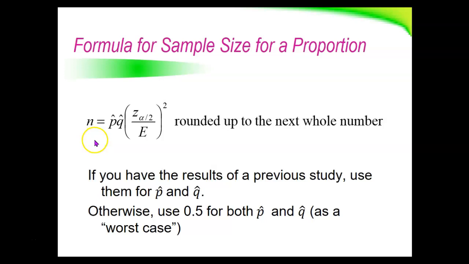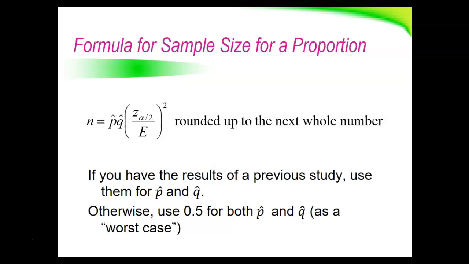Now, something a little odd about this formula is that to use it, you have to have numbers to put in for p hat and q hat. And those numbers are what you get as the result of doing your survey or looking at your sample. But if you're still trying to decide how big the sample has to be, you don't have your sample yet, so you don't have numbers for p hat or q hat.